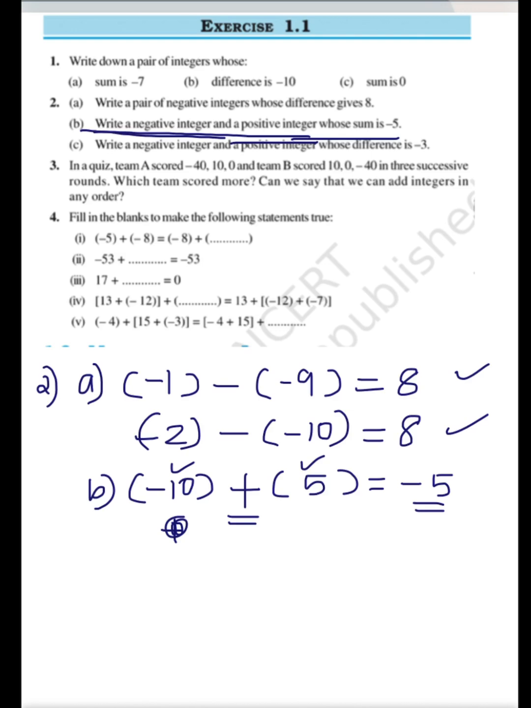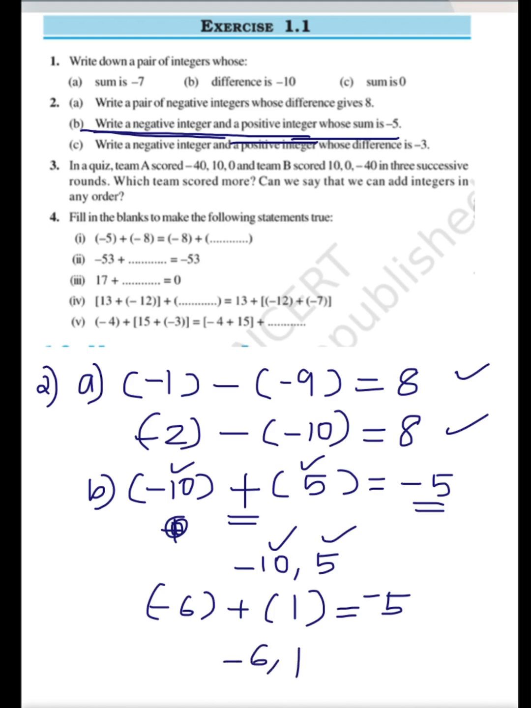So the pair that we have used here is minus 10 and 5. One is negative and one is positive. Understand? You can use some other numbers also. For example, minus 6 plus 1. What is minus 6 plus 1? Minus 5. So here you have used minus 6 and 1. One is negative and one is positive. So this is also correct. So this is the answer for B. You can use any of this pair, either minus 10 and 5 or minus 6 and 1. Both are correct.